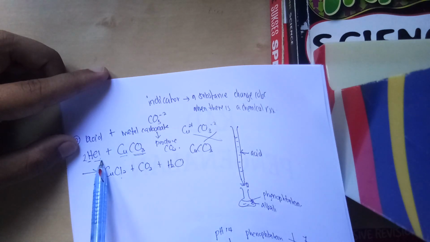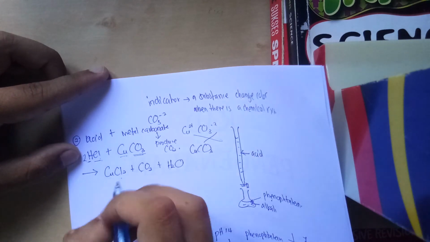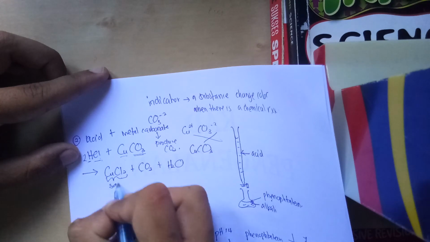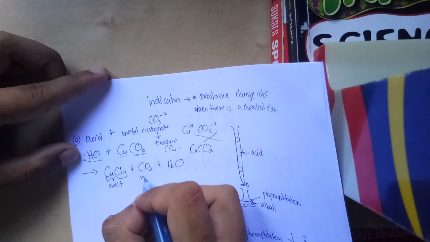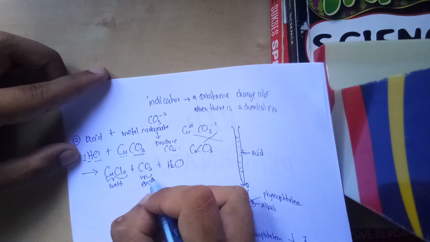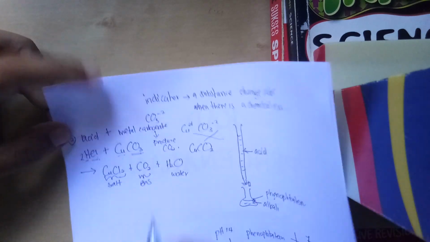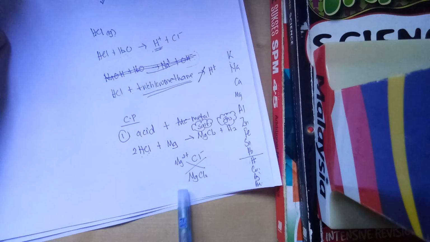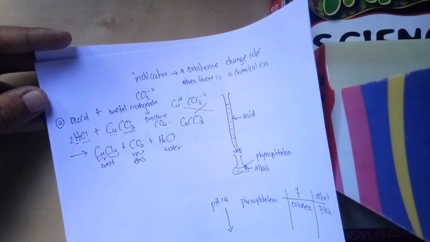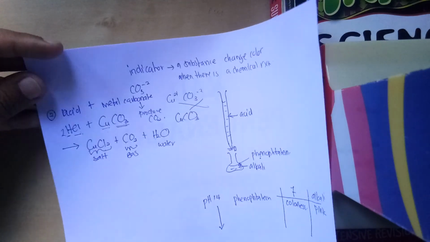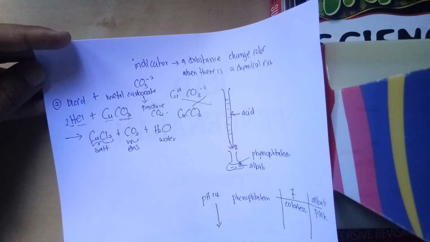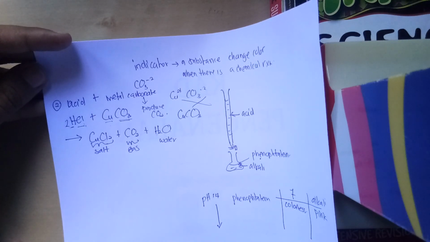From this reaction, what you need to understand is that you produce salt also. But you produce a different gas, which is CO2 gas, and you also produce water. Compare this with the first property, where they produce salt and hydrogen gas. Now by using metal carbonate, you will produce carbon dioxide and water as your products. So this is the second chemical property of acid.